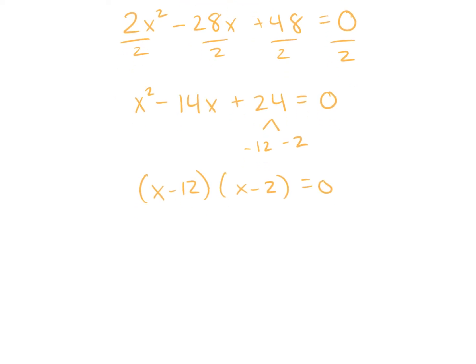Now I factored, but I still need to solve. How can I solve? Set each little equation equal to 0. So x minus 12 is equal to 0. x minus 2 is equal to 0. To solve each equation, I would add 12 to both sides in my first equation. So x is equal to positive 12. And in my second equation, I would add 2 to both sides. So x is equal to positive 2. Yes? You don't have to put the 2 in front of it. No, because I took it out and I divided it to get rid of it.